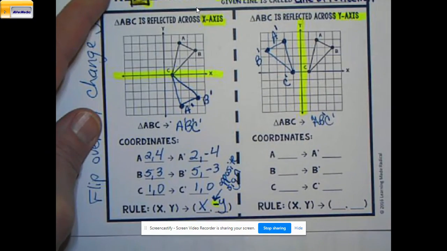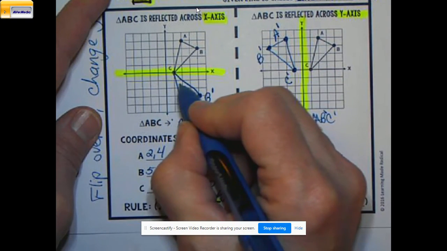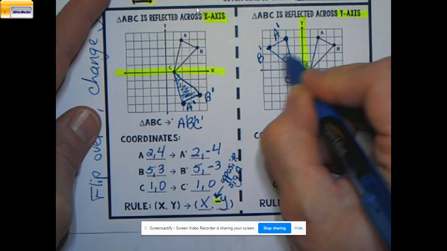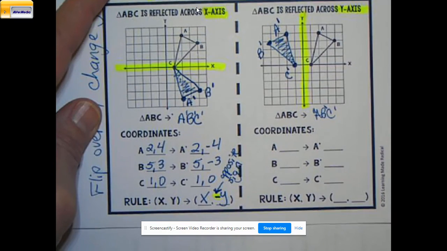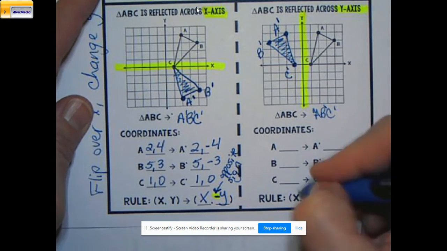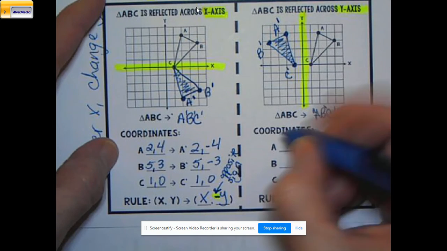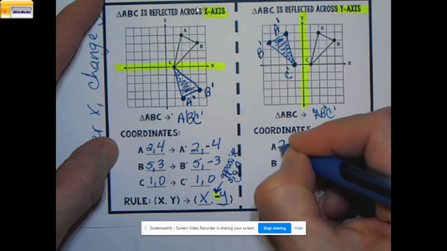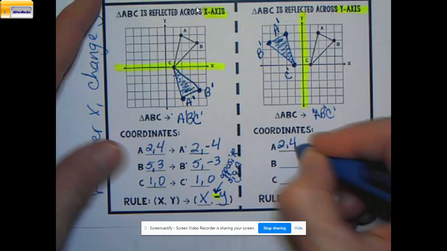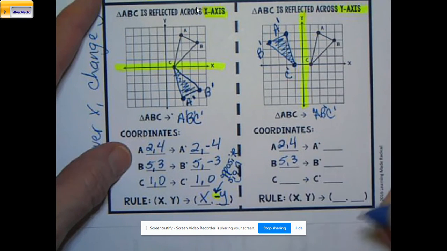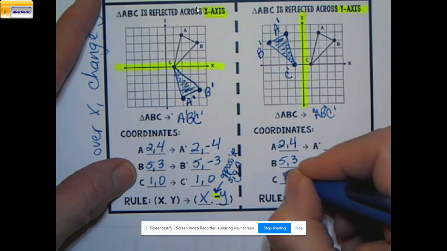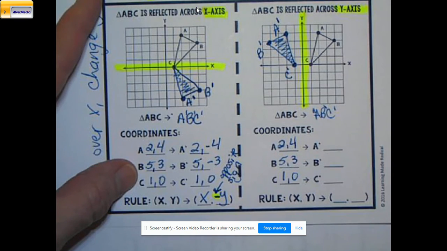Okay, so let's look at what happens to our coordinates. Okay, the original point A is the same as over here. It's the same triangle. (2, 4) was A. (5, 3) for B. And C was at (1, 0).